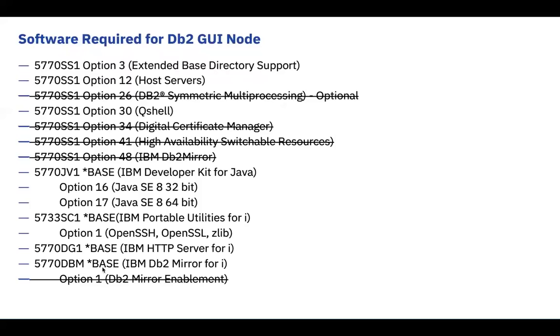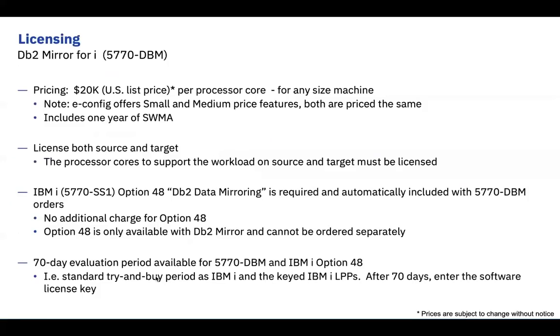If you're running your Db2 Mirror GUI on a third node and managing other nodes, you don't need as much software. And the key thing here is you don't need that option 1, and that's where the price tag on Db2 Mirror is. And so to run the GUI, it's free. To actually do the mirroring, that's where you need the licensing. So how does the licensing work?